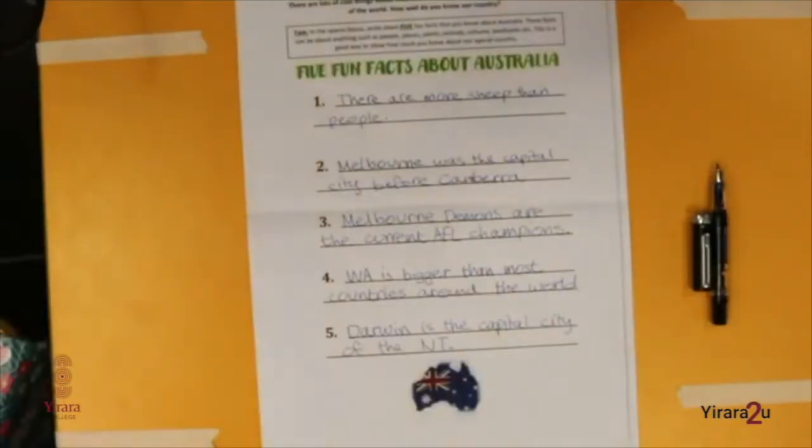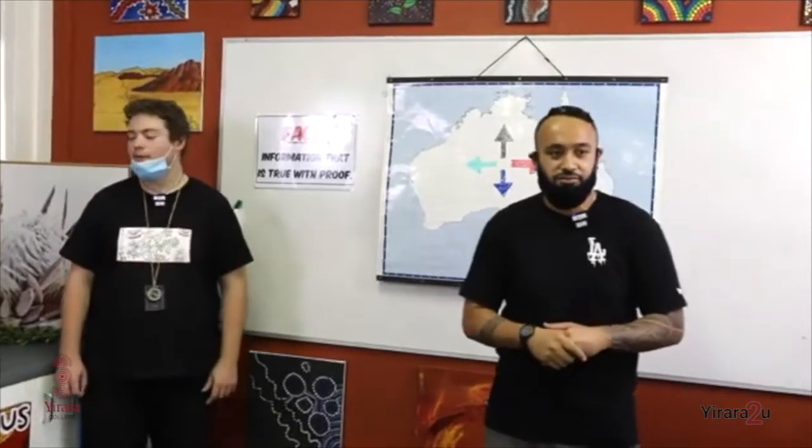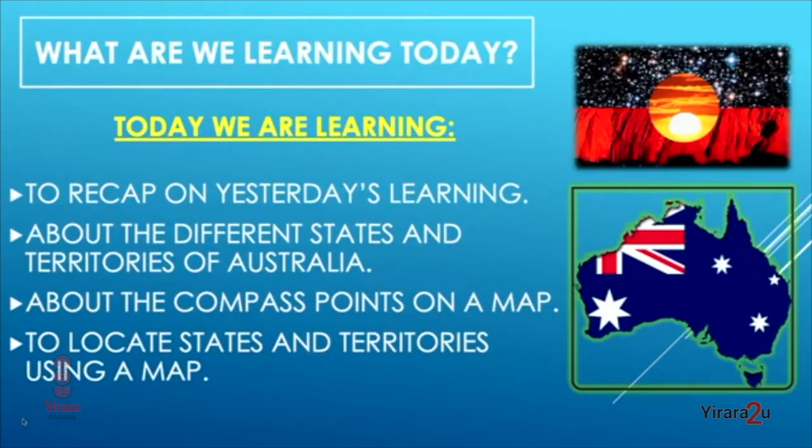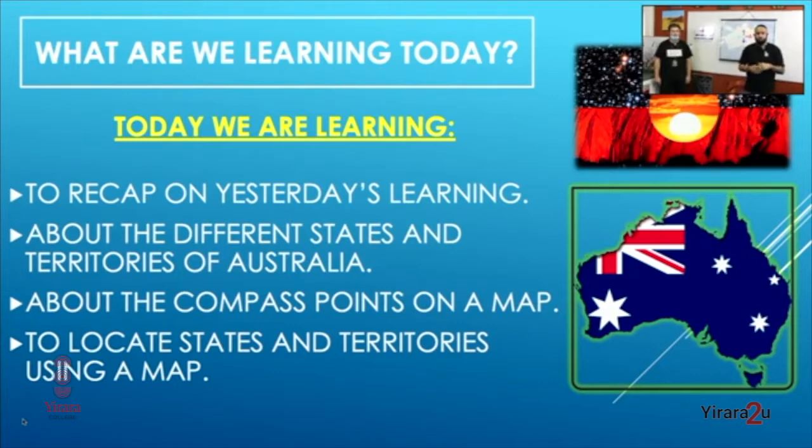So we're going to have a look, now that we've recapped on yesterday's lesson, let's have a look at some of our learning intentions for today. So what are we learning today? Today, we are learning two. We've recapped on yesterday's lesson. Today, we'll learn about the different states and territories of Australia. We'll also learn about the different compass points on a map, something we're really excited to teach you guys and bring you guys today. And also, in your workbooks, we're going to learn how to locate those different states and territories, not only using the compass points, but also show you where the awesome places are in Australia using the map in your workbooks. So, let's get straight into it.